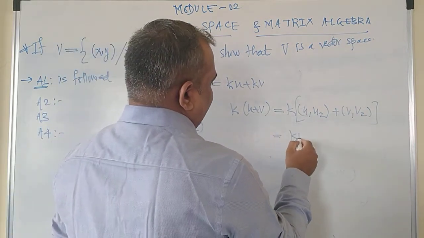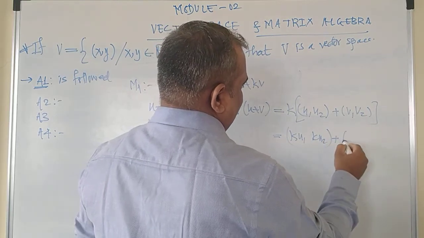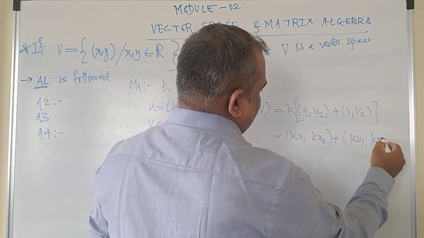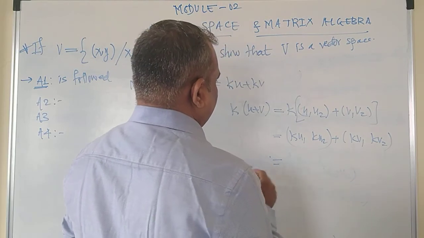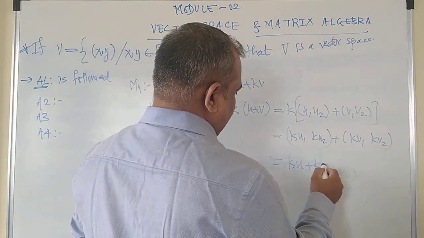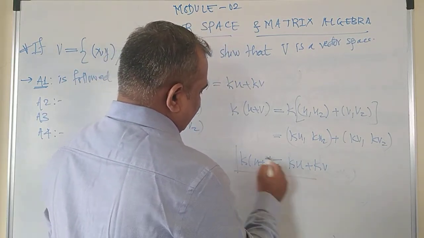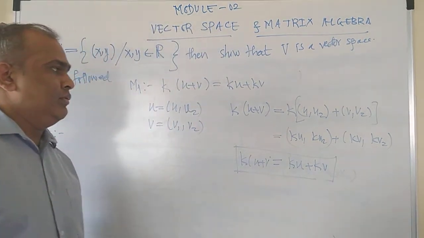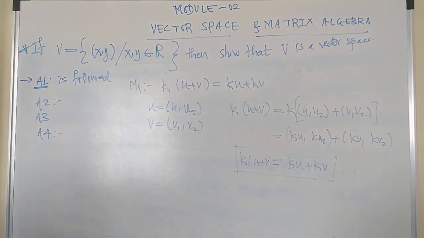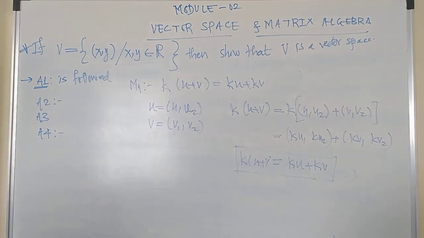k can be multiplied and written as (k u1, k u2) plus (k v1, k v2), isn't it? Therefore I can write ku plus kv, and thus I can say this axiom is also followed, right? The multiplication axiom is also followed. If the first multiplication axiom is followed, let's go and check the second multiplication axiom.